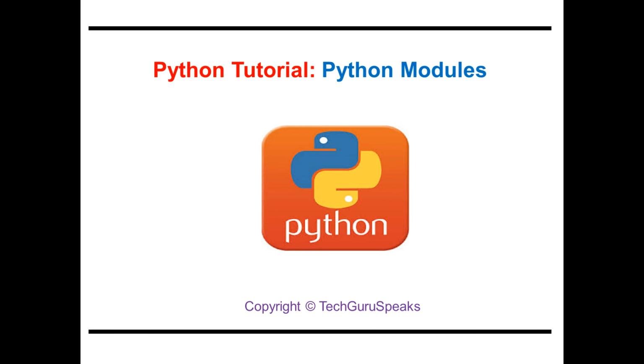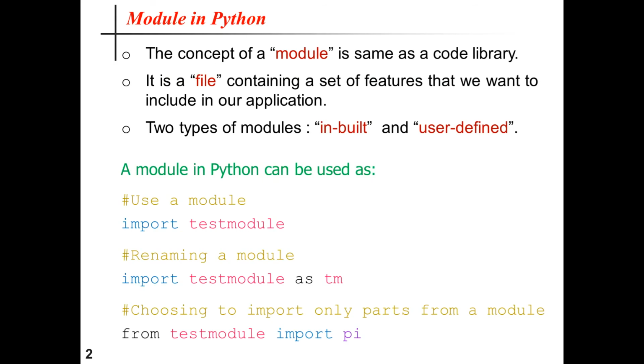Today I would like to describe Python modules. In Python programming, a module is basically the same as a code library. Basically, it's a file containing a set of features. That means it could be an attribute or a function that we want to include in our program. This is quite similar to the concept of a package in Java. In Python there are two types of modules: inbuilt modules and user-defined modules.